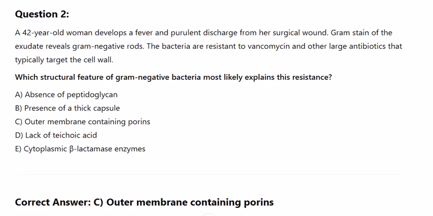A. Absence of peptidoglycan. B. Presence of a thick capsule. C. Outer membrane containing porins. D. Lack of teichoic acid. E. Cytoplasmic beta-lactamase enzymes. Correct answer C.